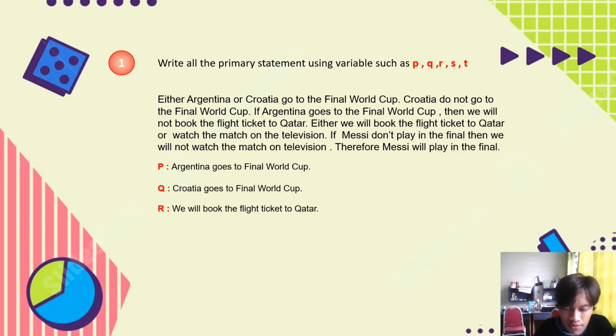For the third premise statement, we will declare it as R, which is we will book the flight ticket to Qatar. And for the fourth statement, S, we will watch the match on television. And for the final statement, T, Messi will play in the final.